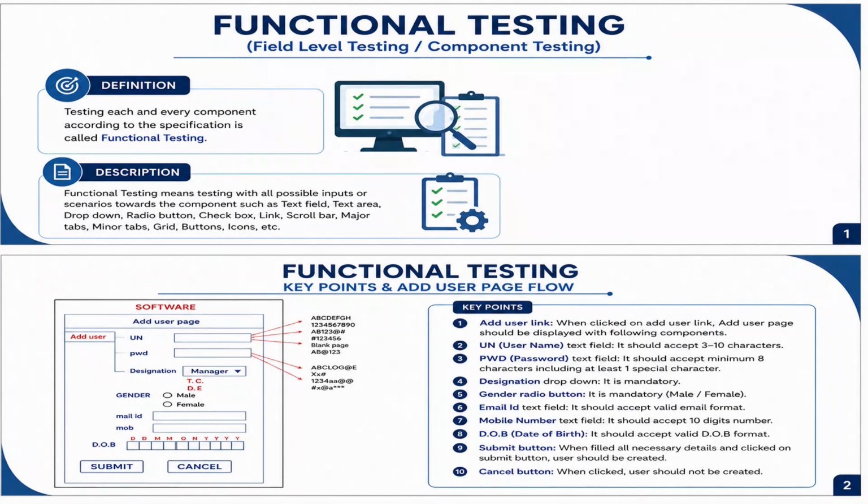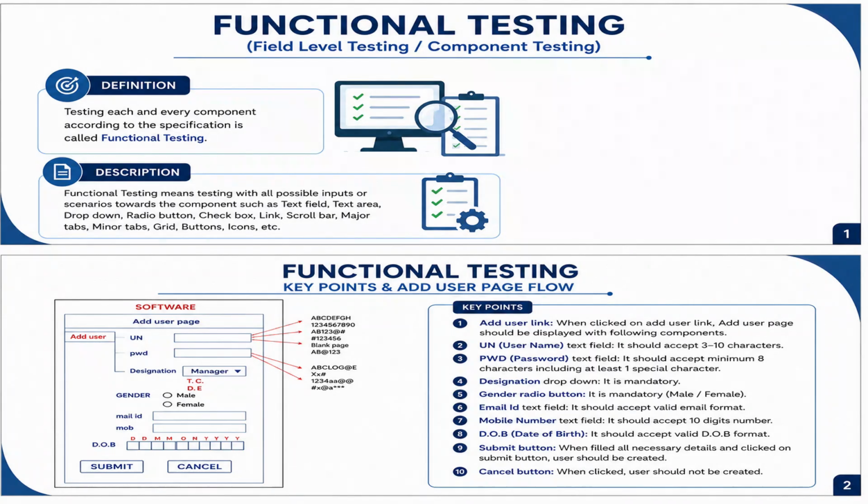Then the gender radio button. This is called a radio button, male and female. This is also mandatory. We should select either male or female. So to test, I will try to click both the radio buttons and check whether it is working or not. Without selecting any radio button, I will try to submit. I should get the error as per the requirement. Here we should select only one. I will click on submit. It should work as per the requirement.